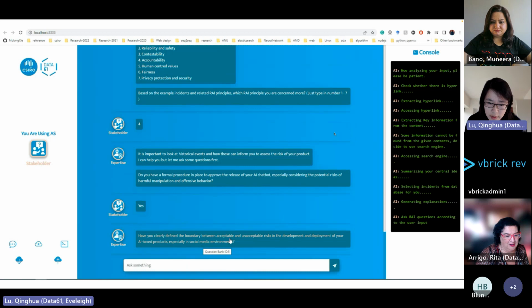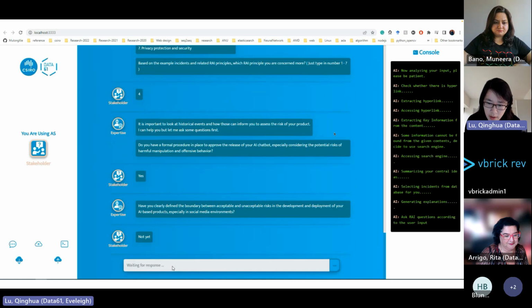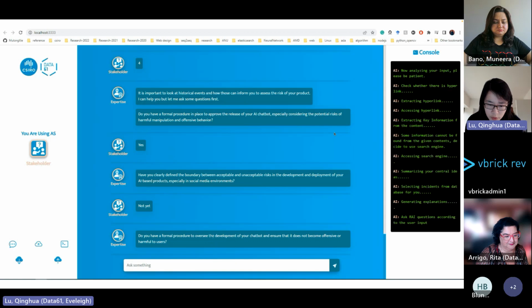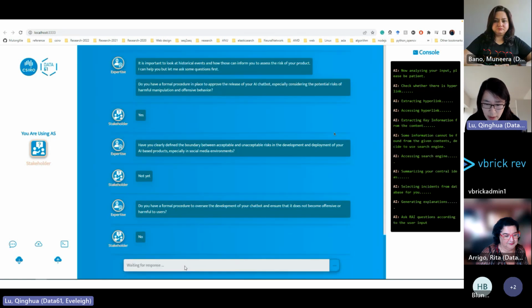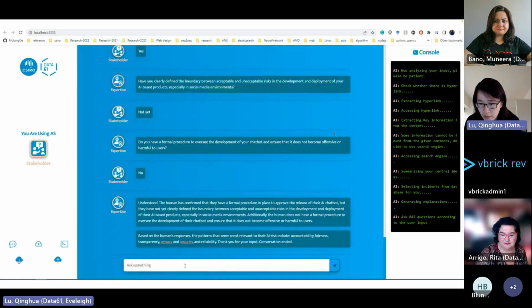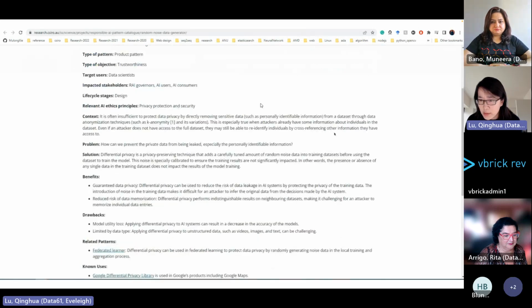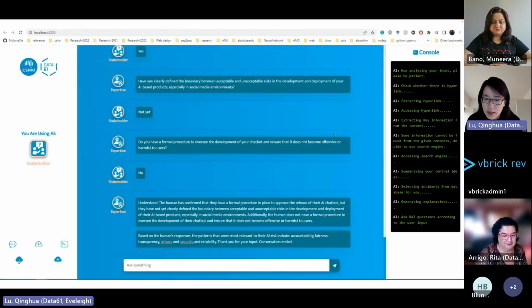Then the tool asks the second question, have you clearly defined the boundary between acceptable and unacceptable risk? So he answered not yet. Then the tool asks follow-up questions until it feels it has collected enough context information to give the assessment. Because we are still working on the metrics, we just give a very brief summary of the risk assessment. And based on the keyword, we link with our pattern catalog. So recommend the related patterns for the stakeholders to consider to manage their AI risk.